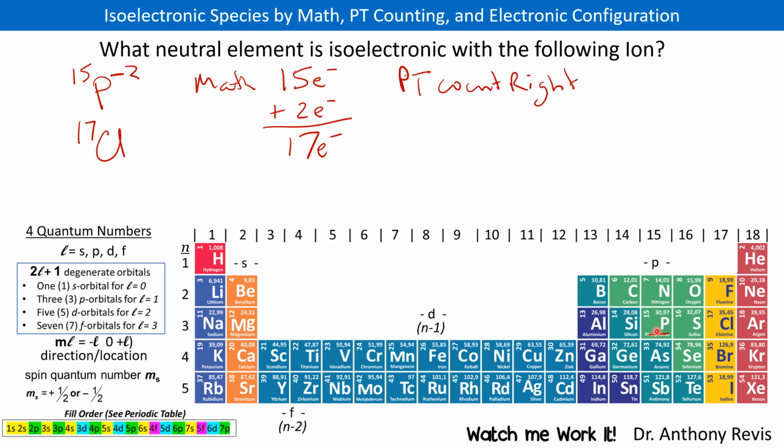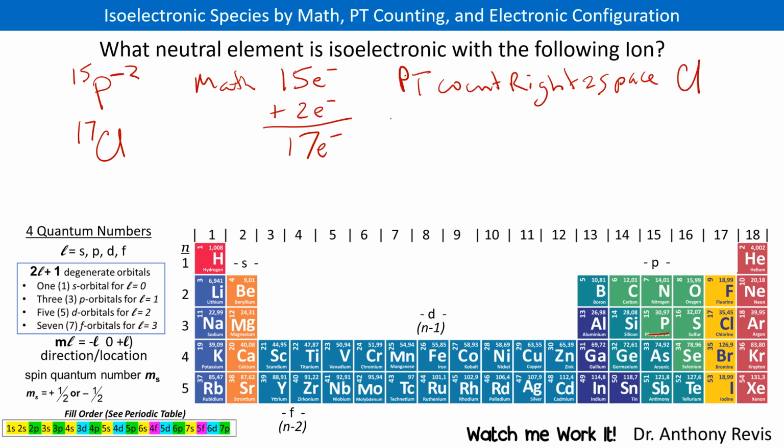Get it again? Start at phosphorus. 1, 2. That's -1, -2. By the way, -3 is the most popular one. That would put us at argon. So let's finish this one. We count 2 to the right, count right 2 spaces, and we land at chlorine.